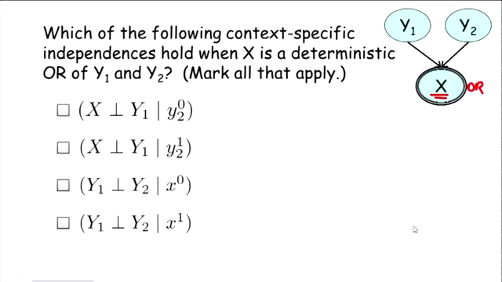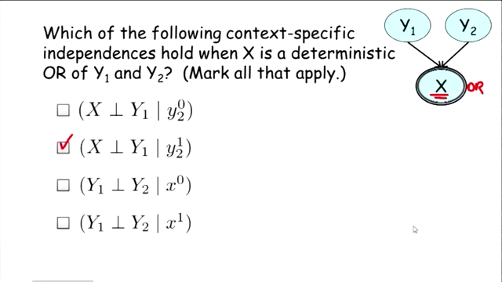Here we have that Y2 is false. What happens when Y2 is false? Well, when Y2 is false, X is the same as Y1, in which case, obviously, they're not going to be independent. On the other hand, what if Y2 is true? If Y2 is true, I don't care about Y1 anymore, because if Y2 is true, X is true. And so here we have a notion of context-specific independence.